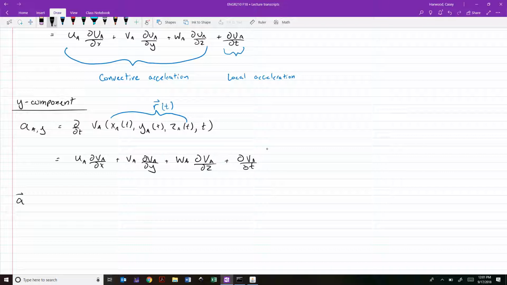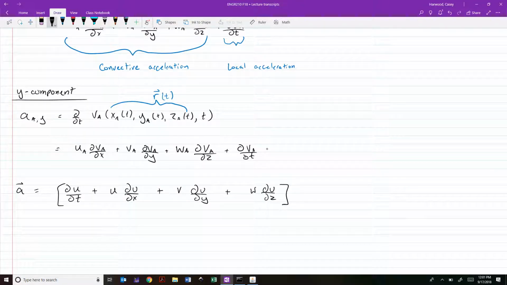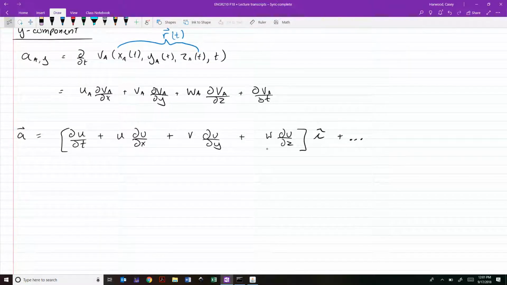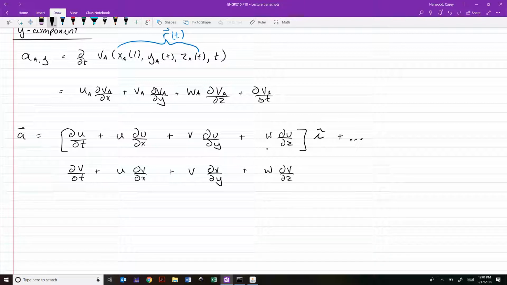a is equal to: ∂u/∂t plus u ∂u/∂x plus v ∂u/∂y plus w ∂u/∂z; ∂v/∂t plus u ∂v/∂x plus v ∂v/∂y plus w ∂v/∂z.